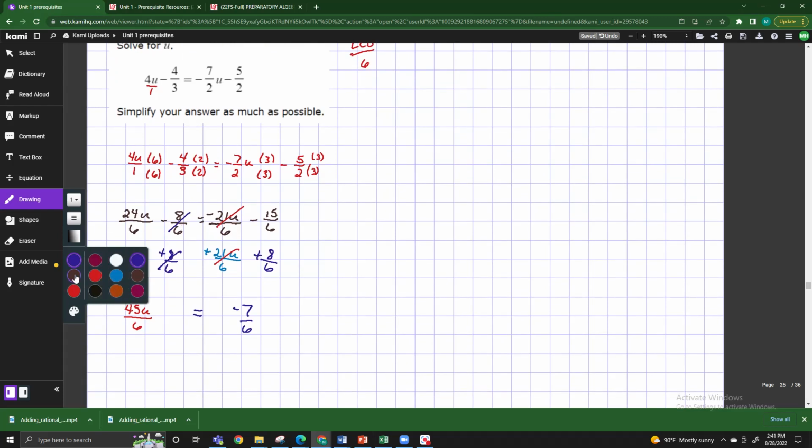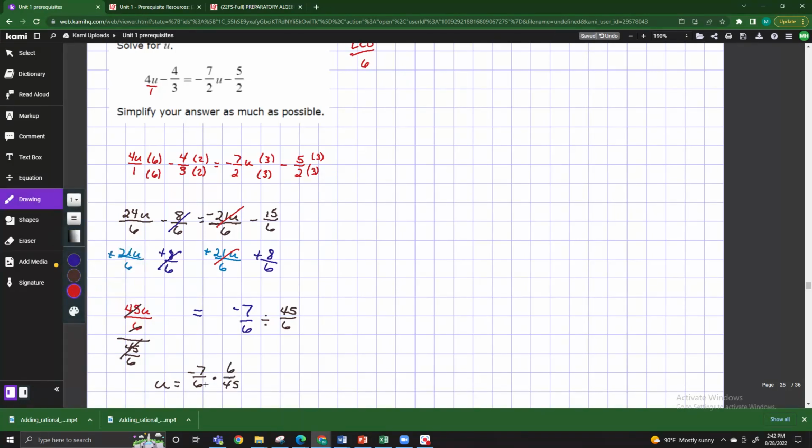And now what I'm going to do is I need to get rid of the coefficient. So I'm going to divide by 45 over 6. And on this side, I'm going to write the divided by with that divided by 45 over 6. This cancels with this. So I have u equals, to do the dividing of the fractions, I'm going to keep the first fraction, negative 7 over 6 times, I'm going to switch to multiplication and flip 6 over 45.